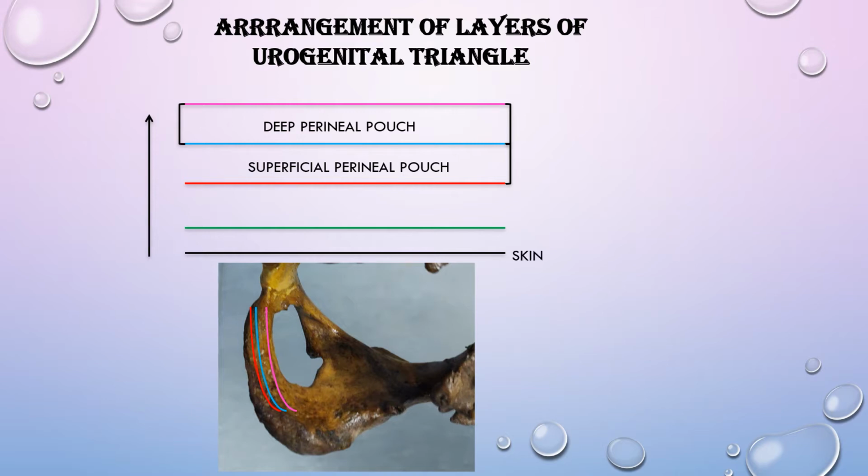The first layer is the skin. The next layer is the fatty layer of the superficial fascia. The third layer is the membranous layer of the superficial fascia, or Colles fascia. The attachment of the Colles fascia in the diagram below is indicated by a red line. This Colles fascia is attached to the outer margin of the ischiopubic rami.